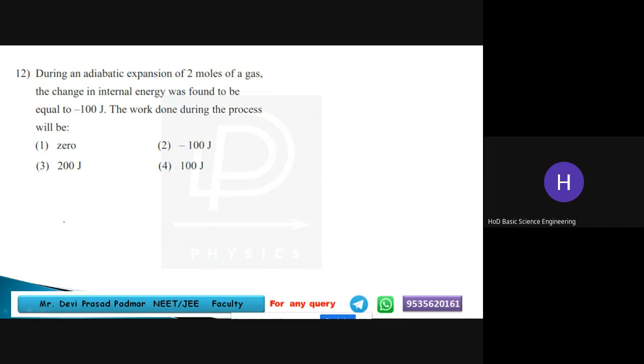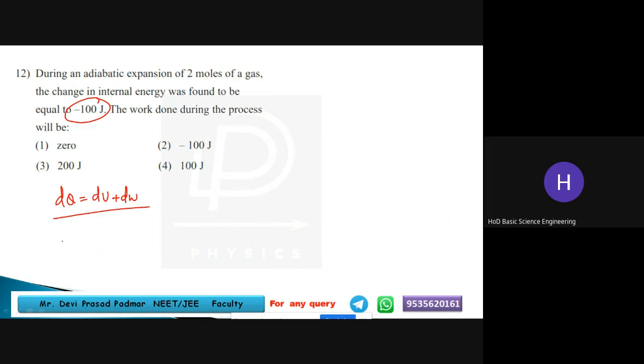During adiabatic expansion of 2 moles of a gas, the change in internal energy was found to be equal to minus 100 joule. The work done during this process will be? dQ equal to dU plus dW. First law.